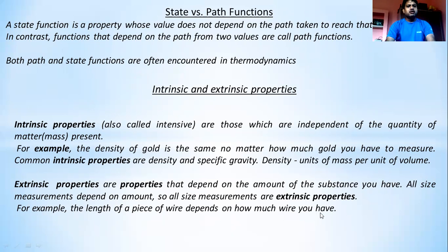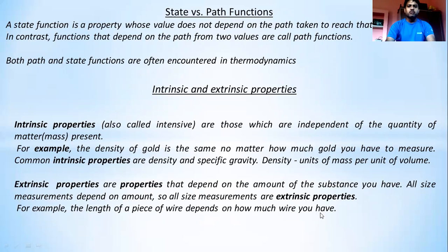A simple example is length. The length of a piece of wire depends on how much wire you have, so length is an extrinsic property. If you take 1 meter of wire, the mass will be more; if you take 50 centimeters of wire, the mass will be less. But if you take 1 liter of water, the temperature will be T1, and if you take 2 liters of water, the temperature will still be T1. That means temperature is independent of the mass, so this is an intrinsic property.